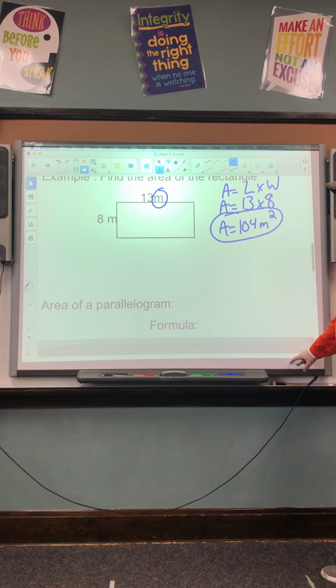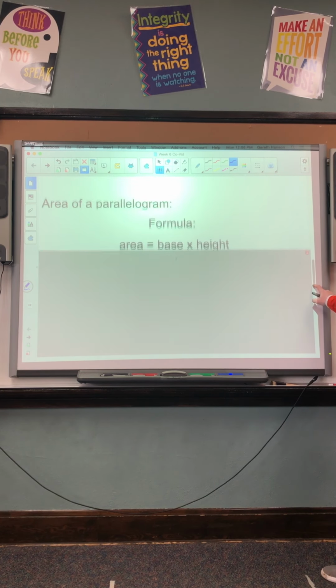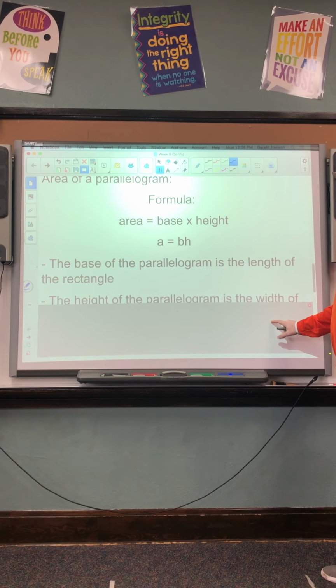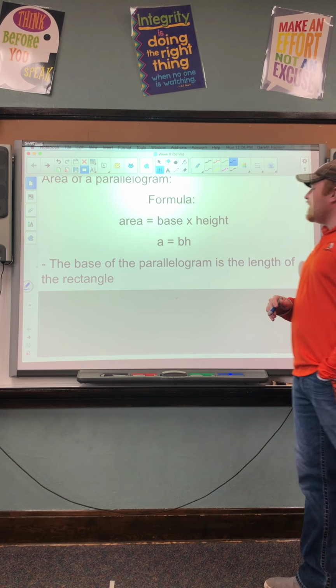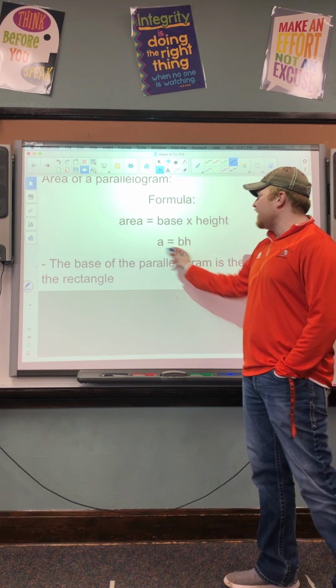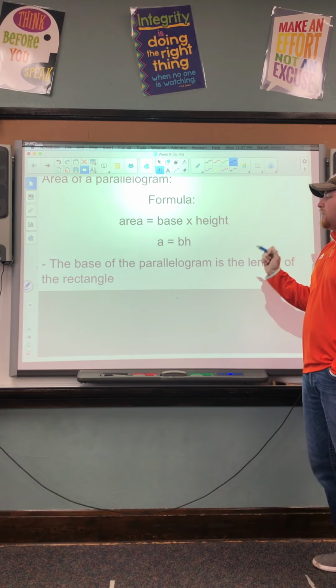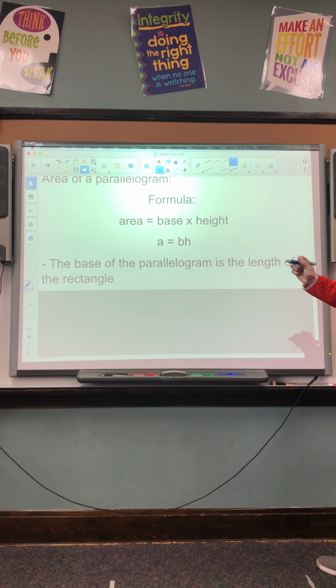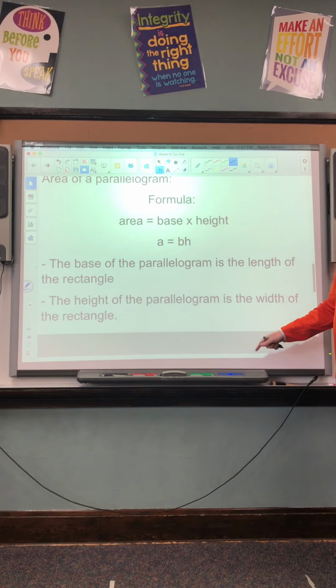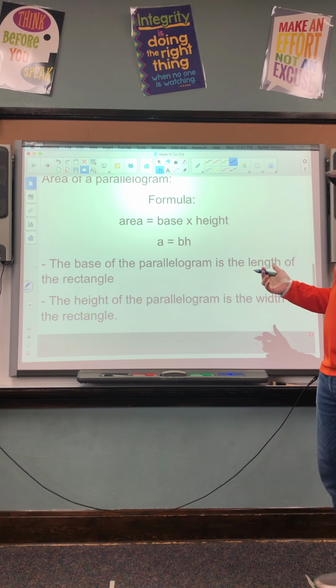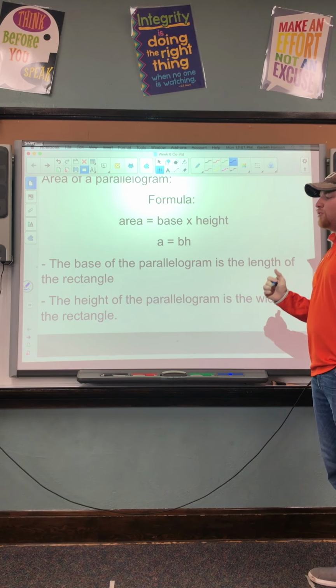That's example 2. Now area of a parallelogram. Formula is area equals base times height, or it could be written like this: A equals BH. The base of the parallelogram is the length of a rectangle, and then the height of the parallelogram is the width of the rectangle.